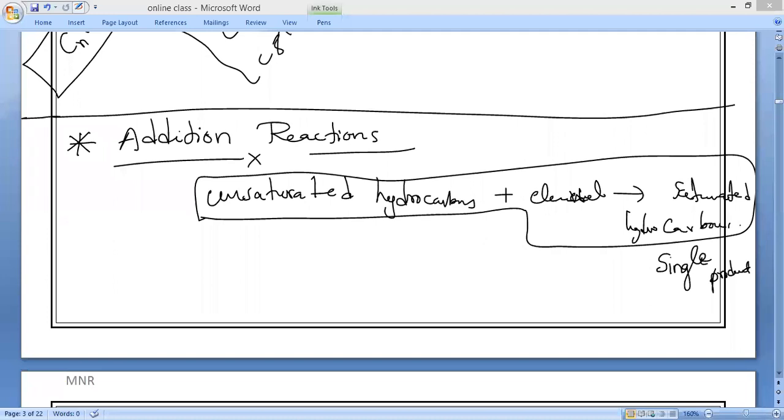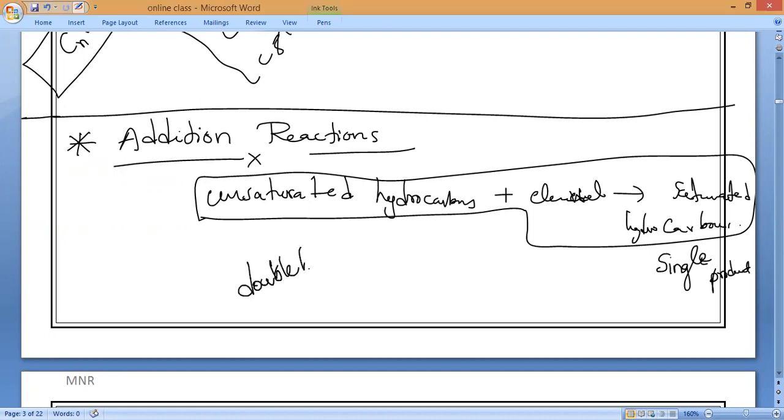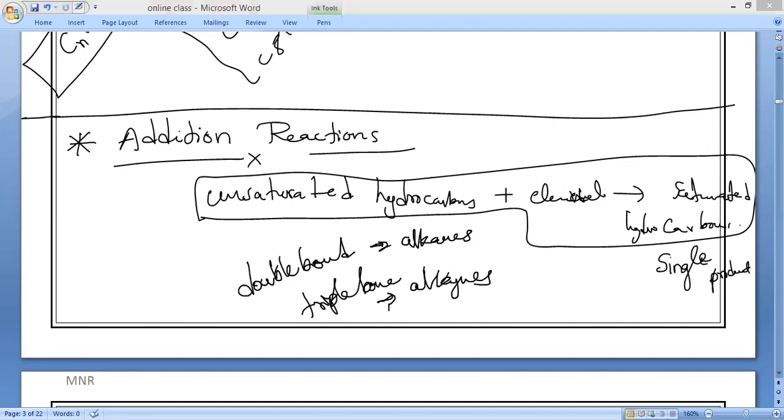Addition reactions are given by all the unsaturated hydrocarbons containing what bonds, guys? Double bond, or we can say triple bond. Double bond means we call them alkenes, and triple bond means we call them alkynes. So that is what you have to remember. These addition reactions are given by alkenes and alkynes.